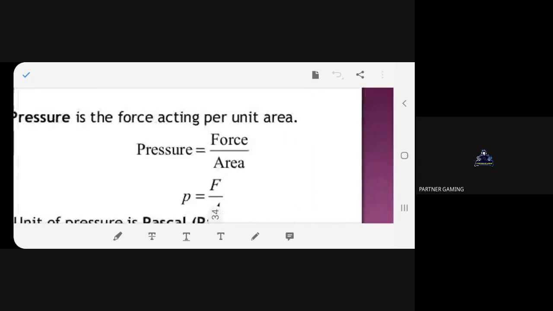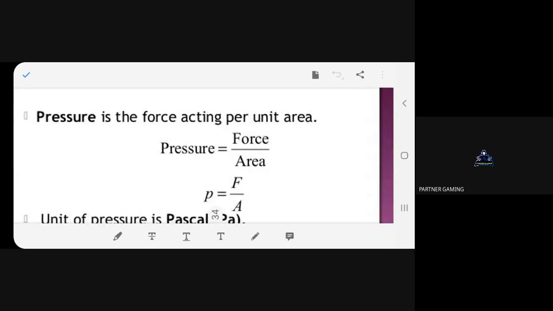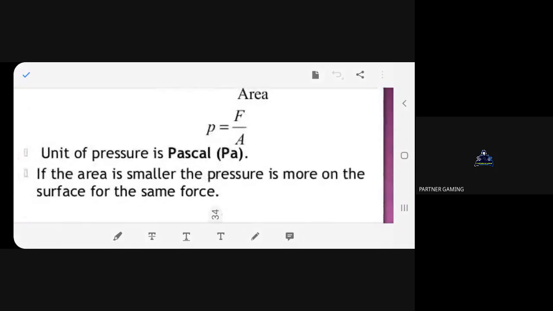Pressure is the force acting per unit area. Pressure is equal to force divided by area. P is equal to F upon A. P is equal to F upon A. Unit of pressure is Pascal, Pa.